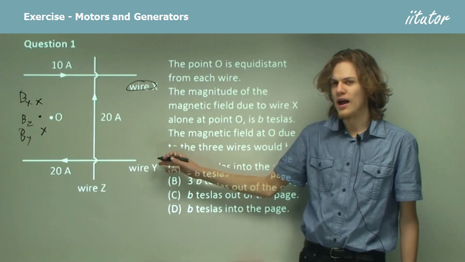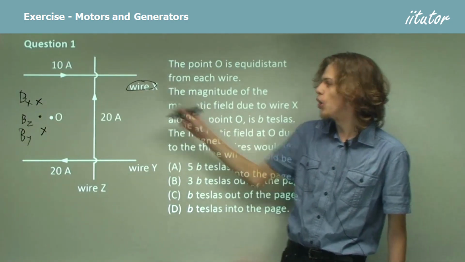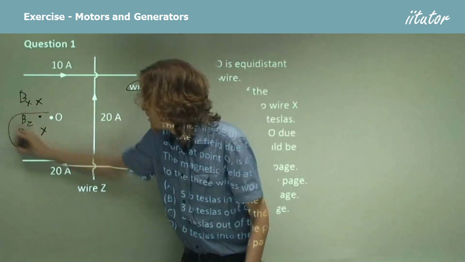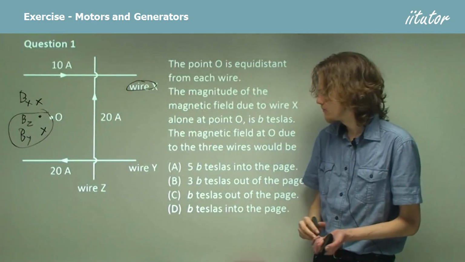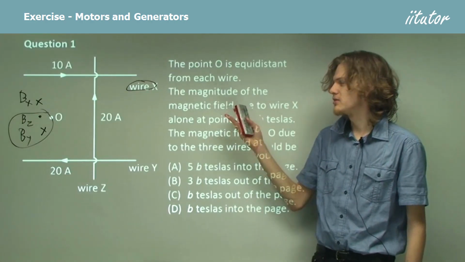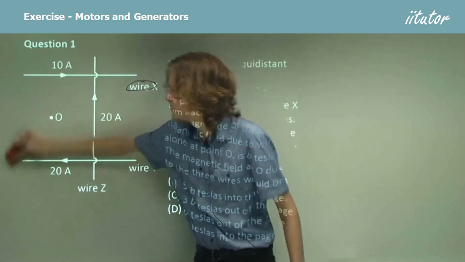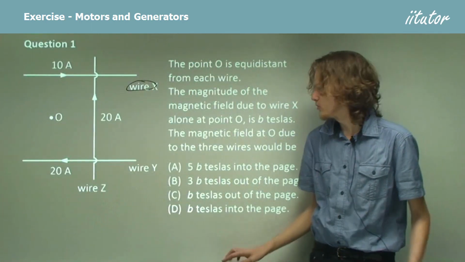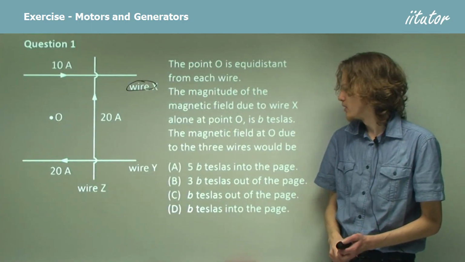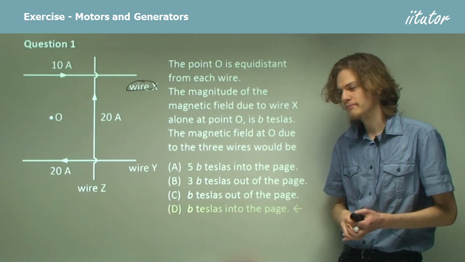So if wire Y and wire Z have the same magnitude, and they're moving in opposite directions, then they're going to cancel out. And of course, the only wire left that's still acting is wire X. And we already know from the question the magnitude of wire X's force. It's B Tesla. So our correct answer is B Teslas into the page.